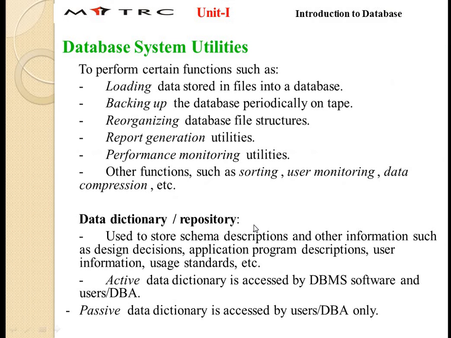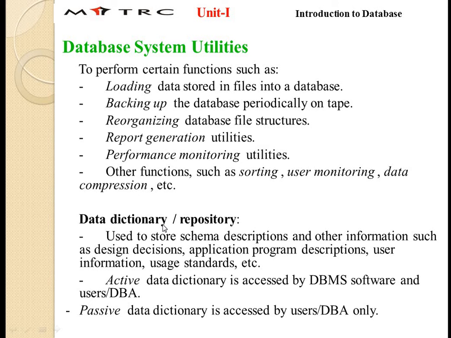Next is the database system utilities. There are certain types of utilities that also work. Why do we need the utilities? To provide functions such as loading the data stored in files into the database, to provide backup for the database periodically, for reorganizing the database file structure, for report generation, for performance monitoring utilities. There are also certain functions like sorting, user monitoring, data compression, etc. that are being provided by these database system utilities. So we need the utilities for providing these essential functions.